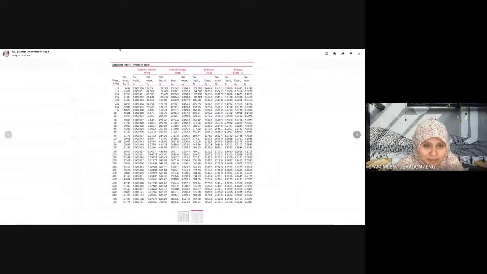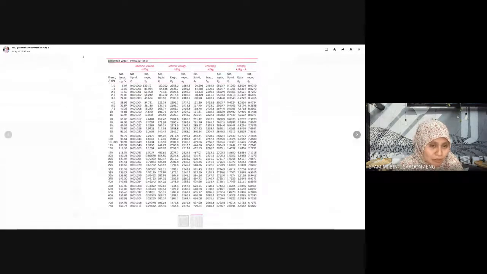A mass of 200 gram of saturated liquid water is completely vaporized at a constant pressure of 100 kilopascal. Okay, so we read the table. You want to calculate the volume change, the specific volume. At 100 kilopascal, we have the specific volume 0.001043 and 1.6941 for saturated vapor.